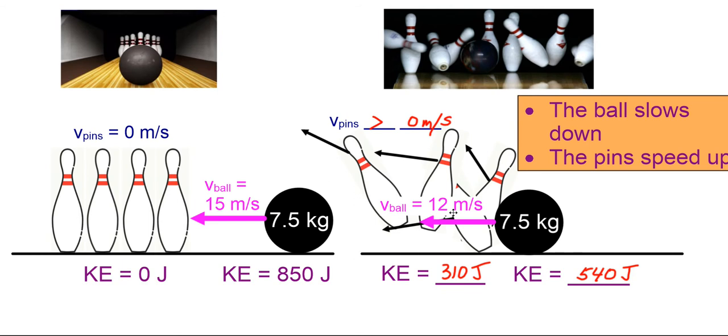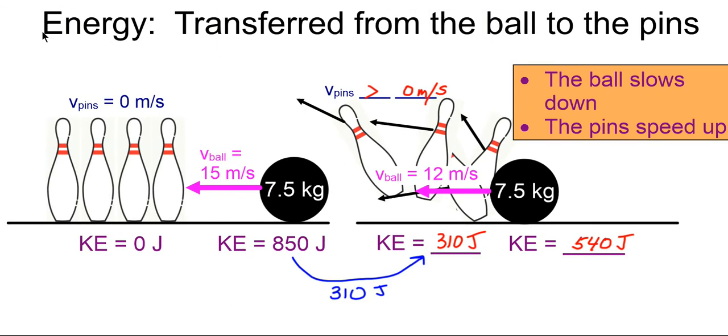He's going to lose kinetic energy, isn't he? In fact, now the kinetic energy of the ball is only 540. It was 850. He's lost it. Where did it go? It went to the kinetic energy of the pins, didn't it? The total here is the same, but there's a transfer of energy. Energy is transferred from the ball to the pins. 310 joules of kinetic energy is transferred from the ball to the pins. Total doesn't change. That's conservation of energy.